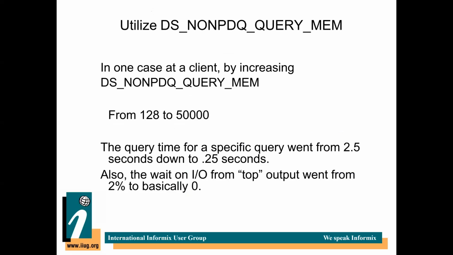In one case, at a client, by increasing the DS non-PDQ query mem from 128, which is the default, to 50,000, the specific query went from 2.5 seconds down to 0.25 seconds. And also the waiting on IO from top went from 2% to basically 0. So it's a very powerful onconfig parameter to use.